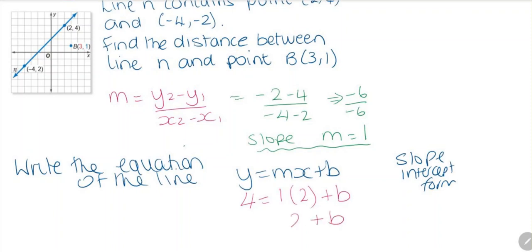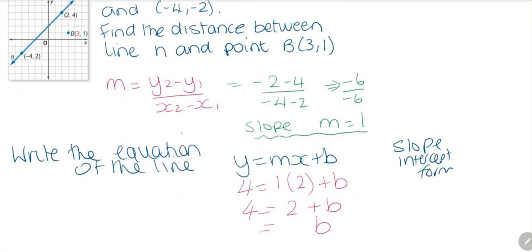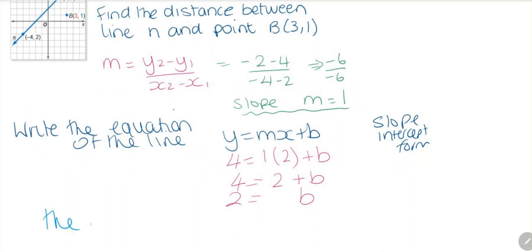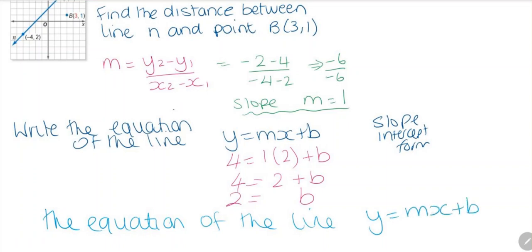So b plus 2 is 4. Minus 2 from both sides, and b is equal to 2. So we can say the equation of the line, for y equals mx plus b, and so this is line n, and if you put the values in, y is equal to the slope, which is just 1, so we'll just put x, and the intercept is b.